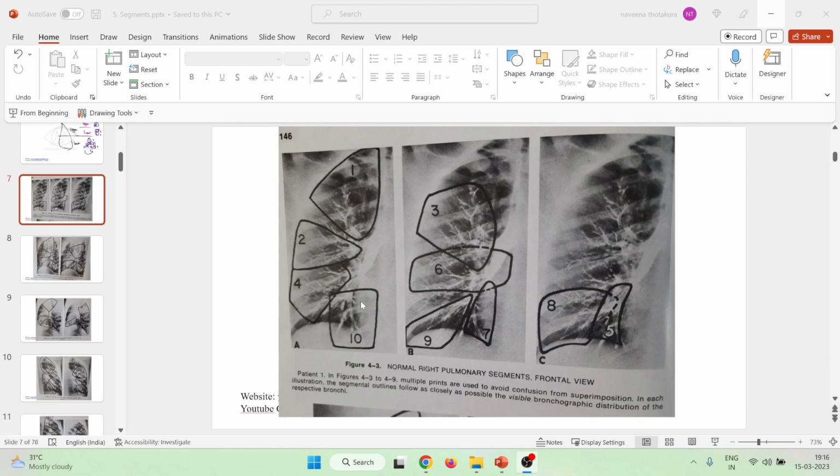In the right lung, we have three different lobes: upper lobe, middle lobe, and lower lobe. And we have different segments. The upper lobe is divided into an apical segment.